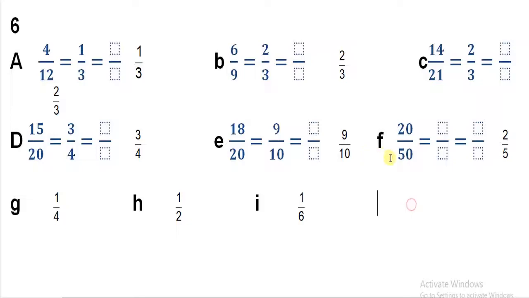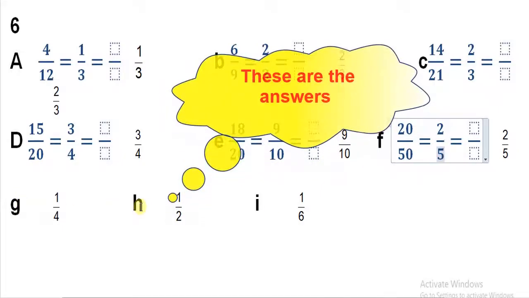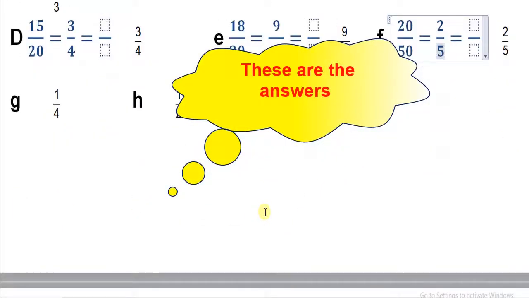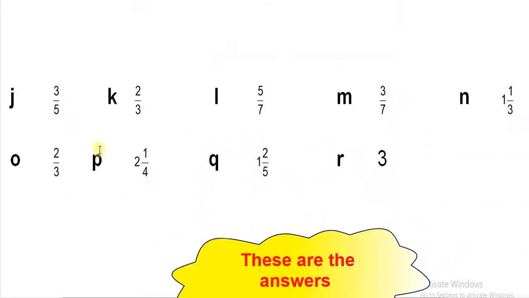Okay, now for F, 20 over 50, we just divide by, let's say, 10. If we divide by 10, you get 2 over 5, and this is the simplest form because there's no other common factor to make the numerator and denominator divisible. For the rest, I'll leave you to answer by yourself. You have G, H, and I. It's easy, just go through it, okay?